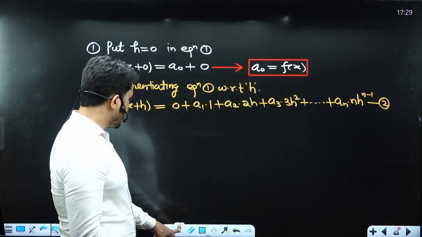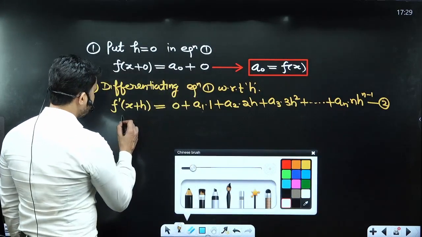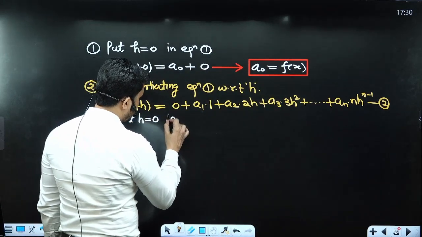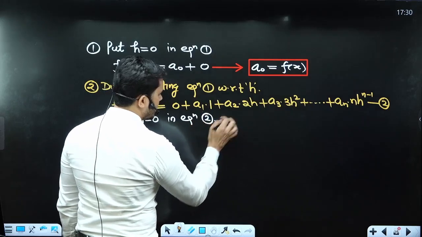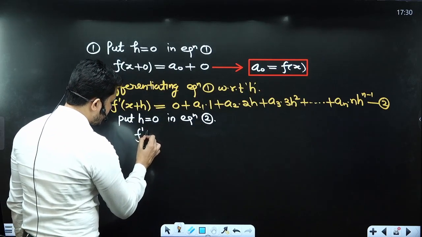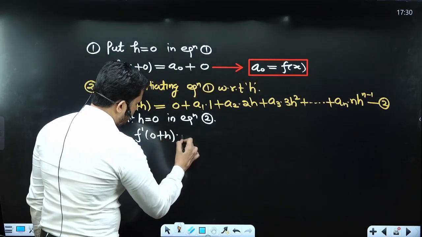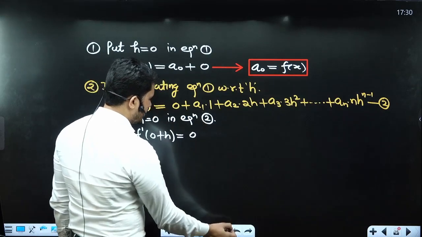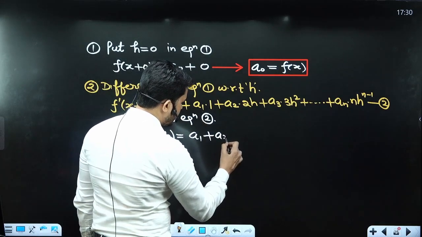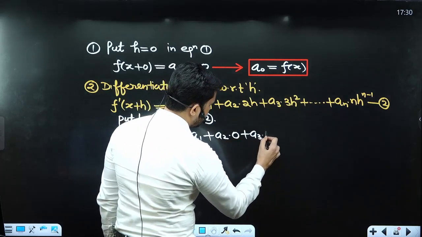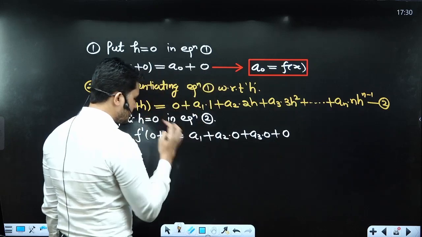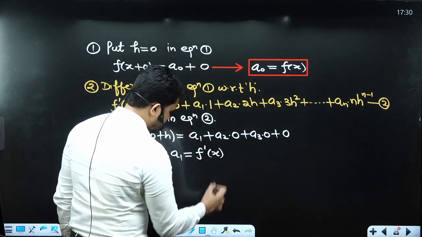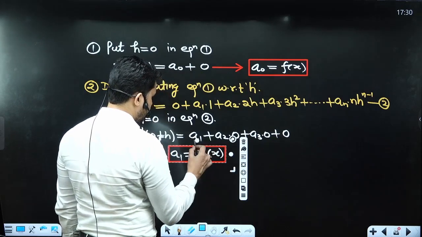Now put h equal to 0 in equation 2. On the left hand side it will become f dash of x plus 0, while on the right hand side it will become 0 plus a1, just only a1, plus a2 into 0 and a3 into 0, and all the other terms will become 0. So from this you will get a1 is equal to f dash x.